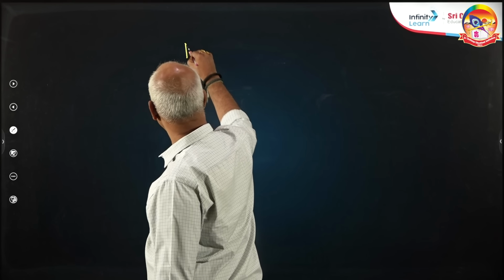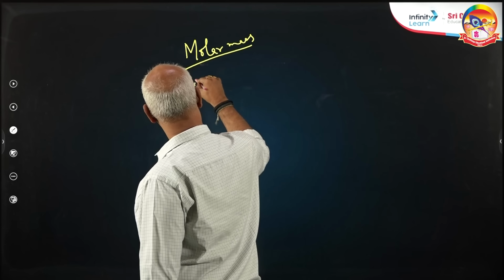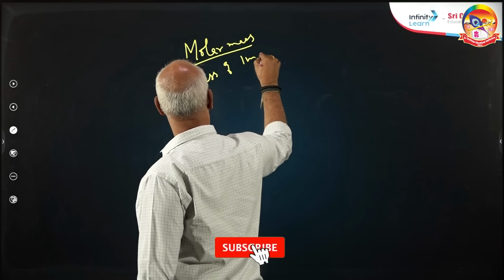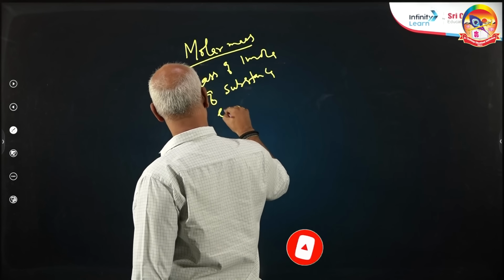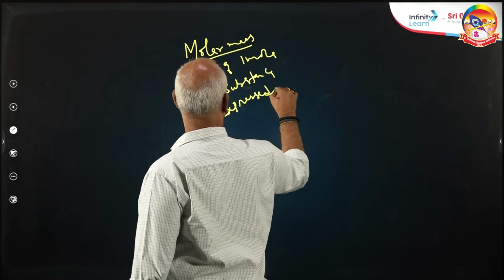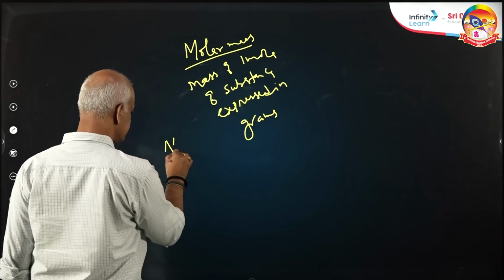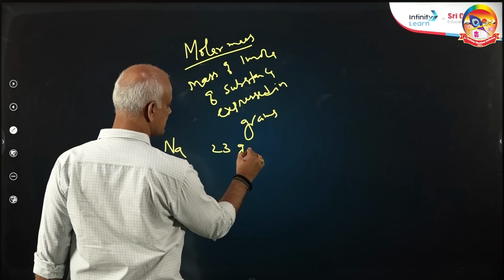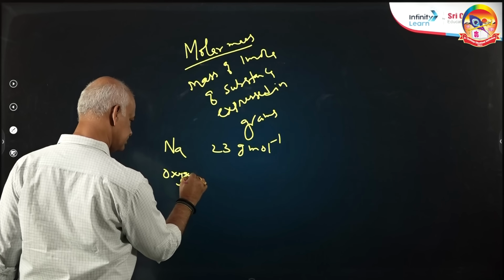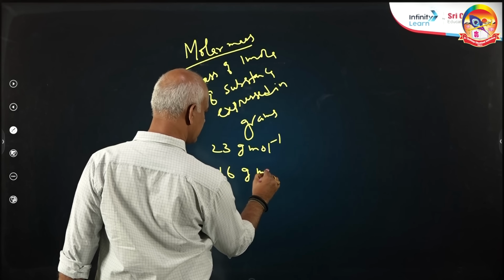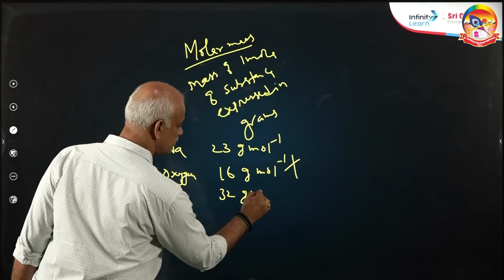Now I wanted to clarify what is molar mass. Molar mass is mass of 1 mole of substance expressed in grams. Means sodium, 23 grams per mole. Oxygen, 16 grams per mole, wrong. 32 grams per mole, correct.